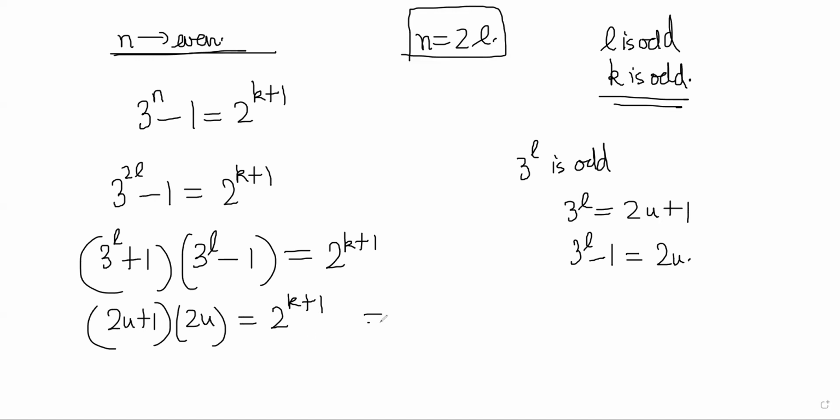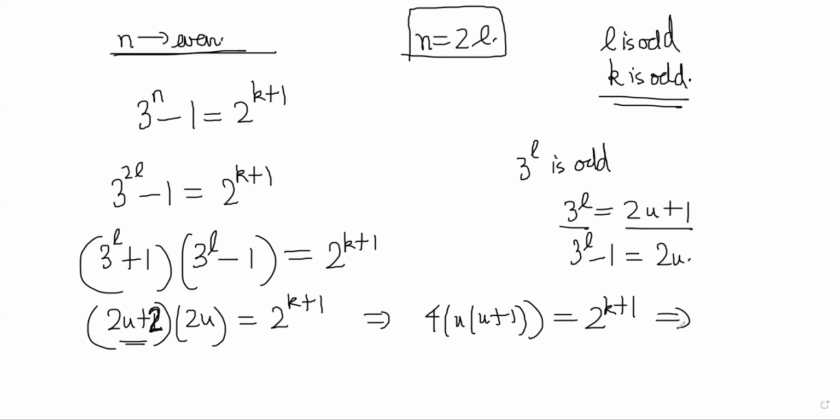So we have basically 4 times... 2u plus 1 plus 1, so 2u plus 2 here, if you think about it. 3 power l was 2u plus 1, so 3 power l plus 1 is 2u plus 2. So you take 4 common here, it is u into u plus 1 is equal to 2 power k plus 1. You simplify this, you will get u into u plus 1 is 2 power k minus 1, right?